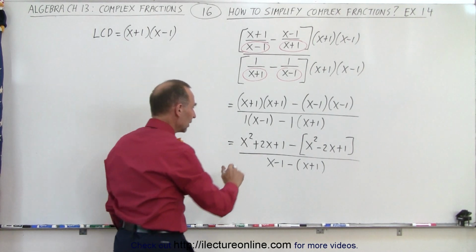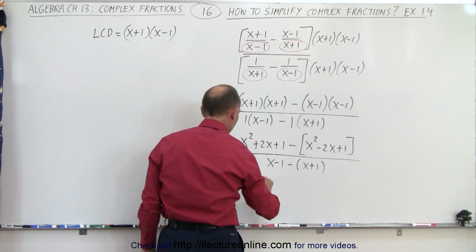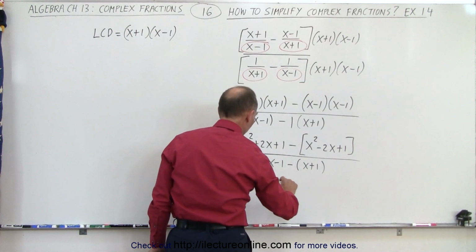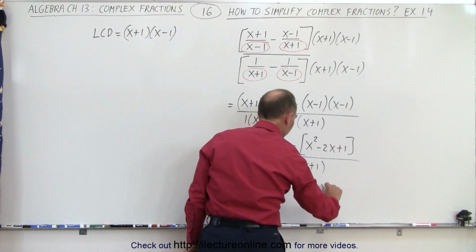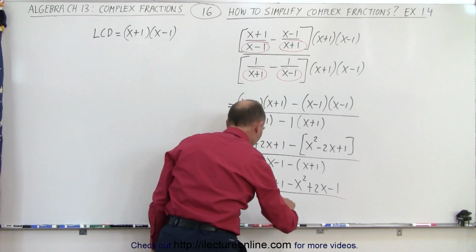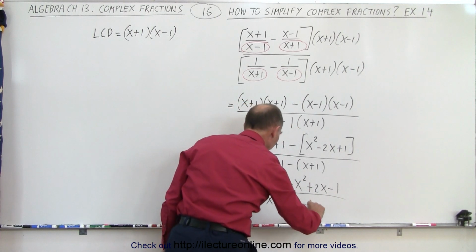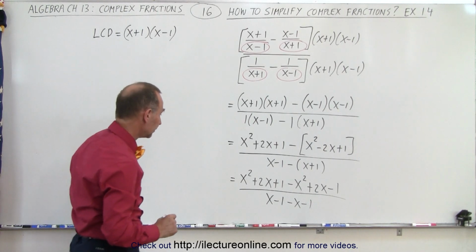Okay, let's go ahead and get rid of the parentheses and put the proper signs in. So we get x squared plus 2x plus 1 minus x squared plus 2x minus 1, all divided by x minus 1 minus x minus 1. All right, let's now see what cancels out.